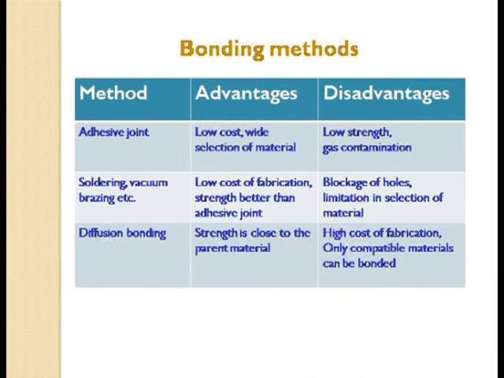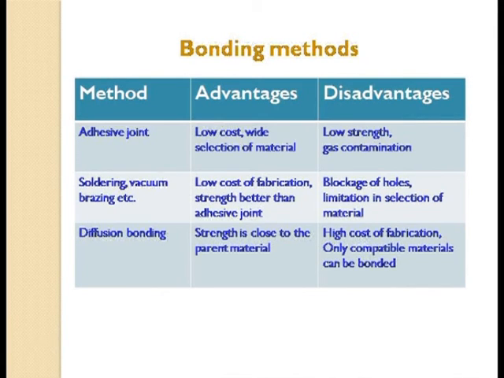Now, bonding method, there are different bonding methods from a fabrication point of view. As I said, diffusion bonding is the most preferable method, but one can go for an adhesive joint, which does not have much strength and has gas contamination, because adhesive joints will degas lots of gases. Then soldering and vacuum brazing. The strength of the soldering joint depends on the solder, so it cannot take much high strength.